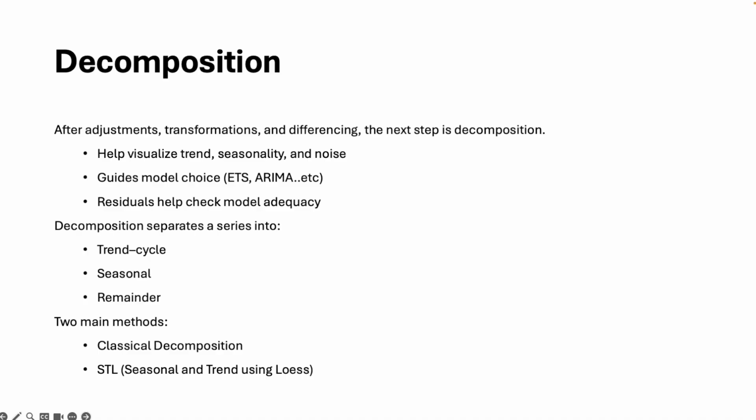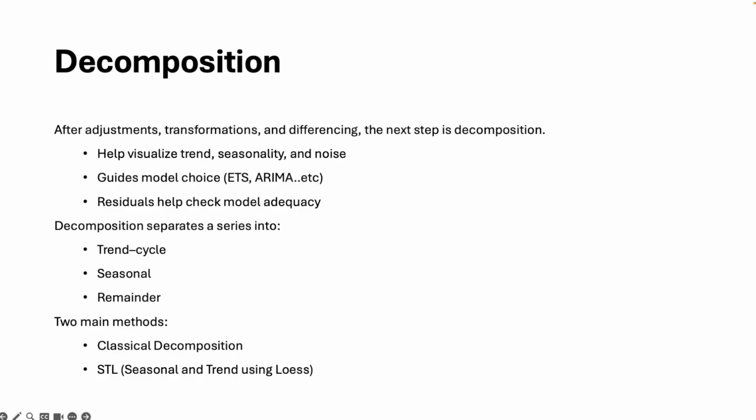It helps visualizing trend, seasonality, and noise. Also, it guides the model choice. And it tells us something about the residuals, which is the noise. The decomposition separates the time series into three components: the trend cycle, the seasonal, and the remainder, which is the random component or the irregular component.